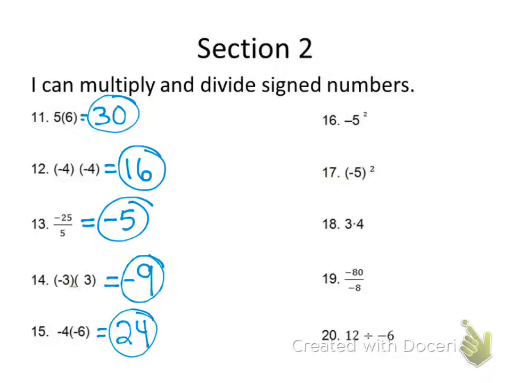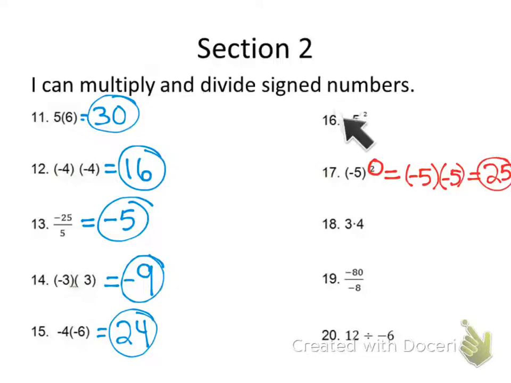All right, I want you to raise your hand if you know which number will have a positive answer. Which one? 16 or 17? 17 is going to be a positive answer. Raise your hand if you can explain why. Because the negative sign is inside the parentheses, which means, since the exponent is 2, you have a negative times a negative, which is a positive. Very good.